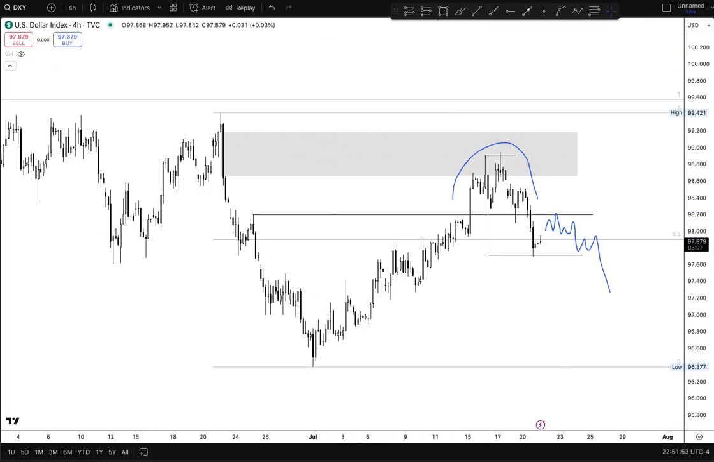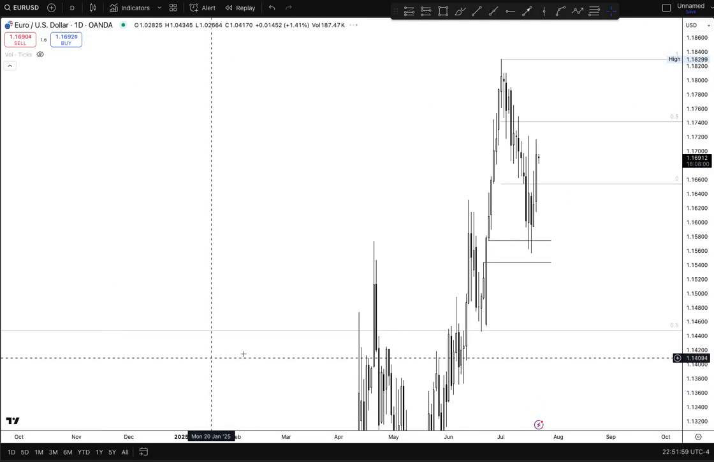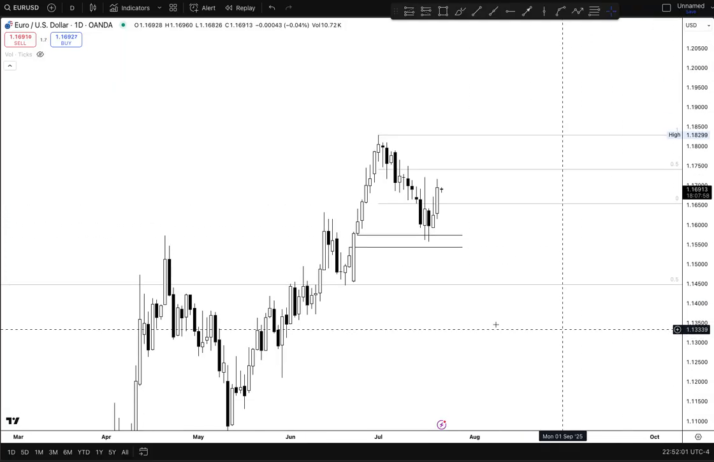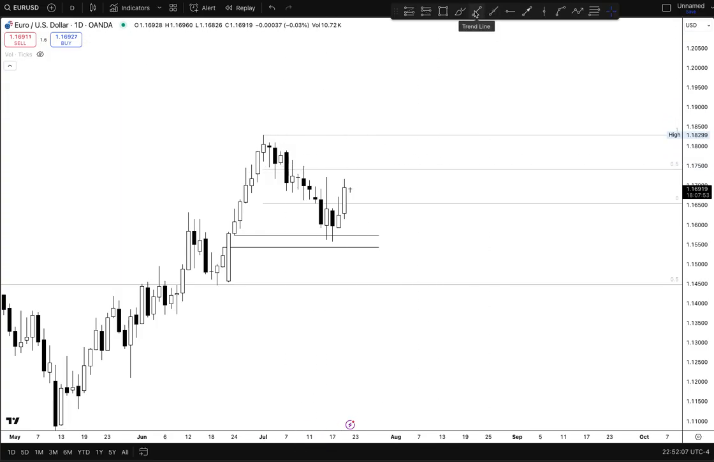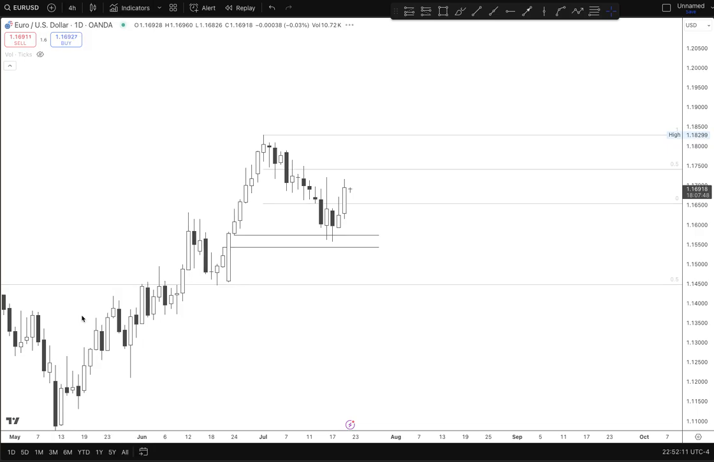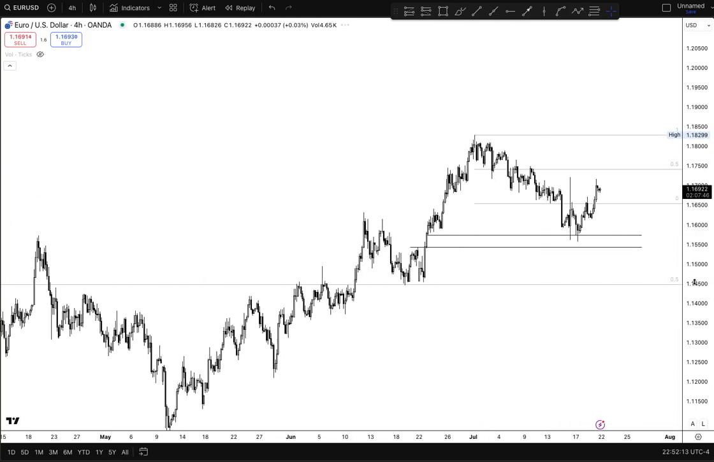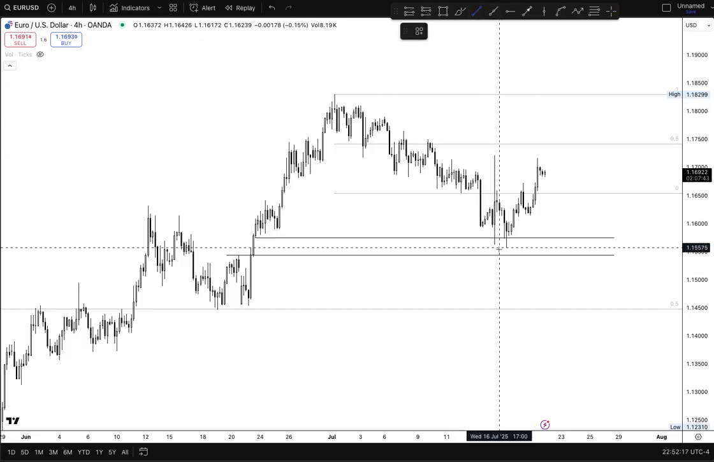So with that being said, going over to Euro USD, you go onto the daily time frame here, you can see that we tagged this daily fair value gap, and then we're starting to see a reaction off of it. If you go onto the H4 time frame, this is the range that I'm watching here.